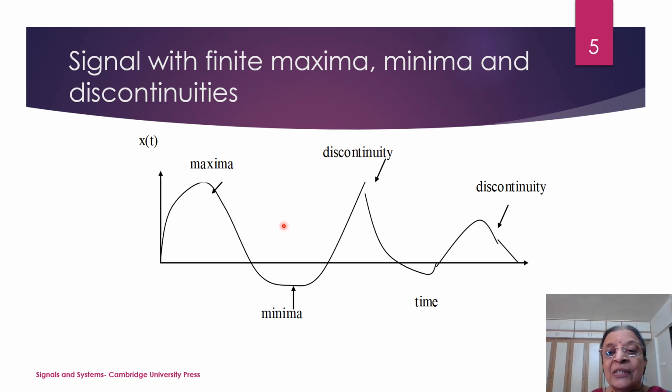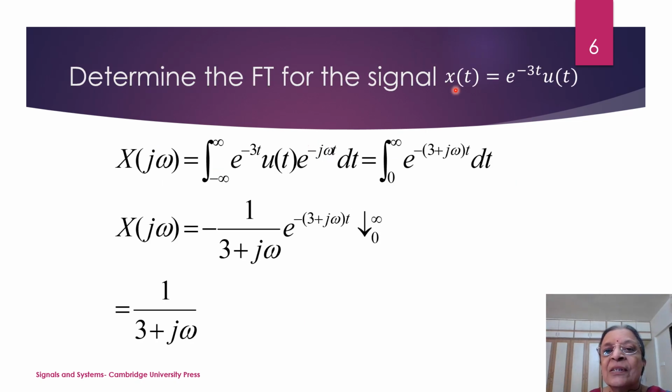But in case when the signal is aperiodic, and if there are a finite number of maxima and minima and a finite number of discontinuities, then only we can find the Fourier transform representation for the aperiodic signal. Now let us consider the exponential signal e raised to minus 3t u(t). It exists only on the right-hand side, starting with value 1 at t equal to 0, and it is exponentially decreasing.